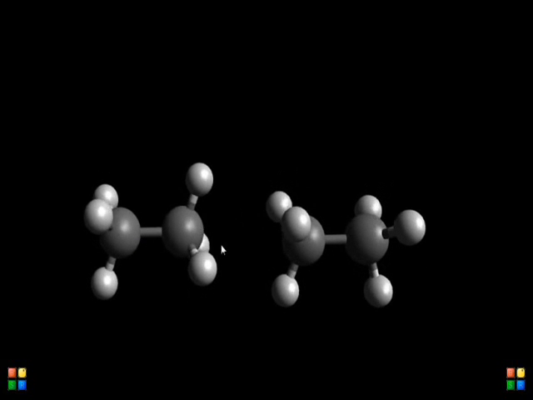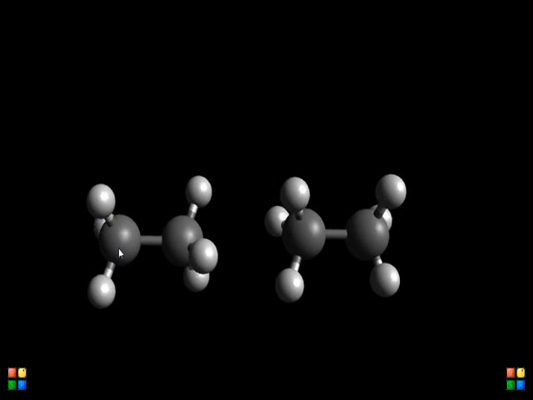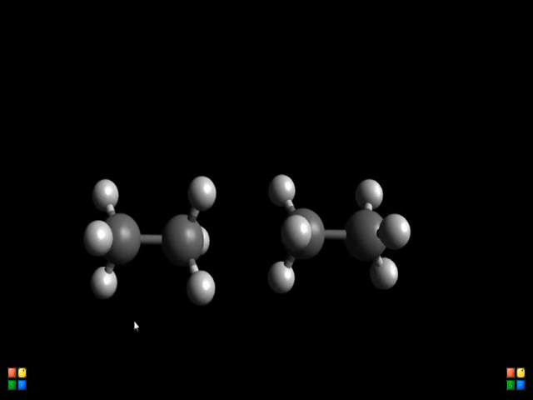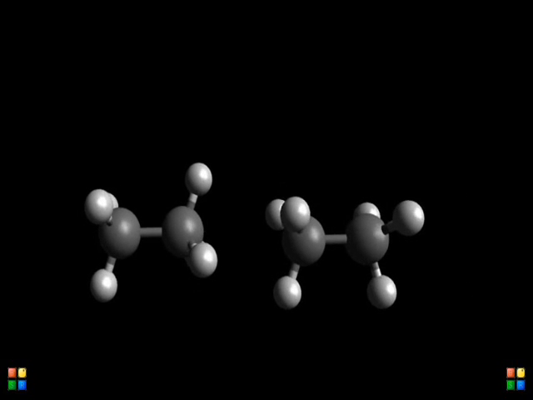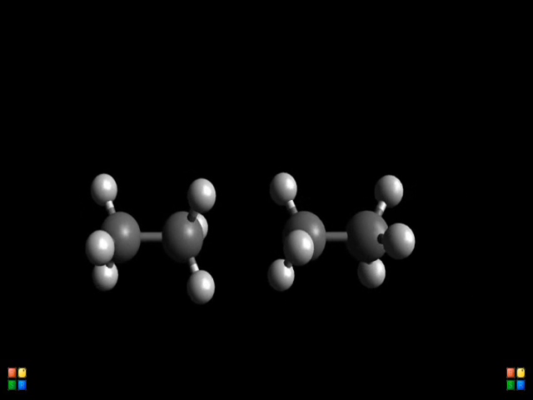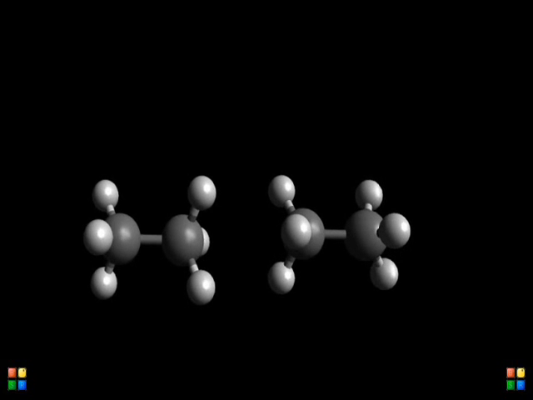There are 2 extreme conformations. One is called staggered and the other one is called eclipsed. What you see on the left side is the staggered conformation and the right side is the eclipsed conformation. It is very hard to visualize the 3D structure. Therefore, a Newman projection is brought in to help you visualize the 3D structure in 2D fashion.